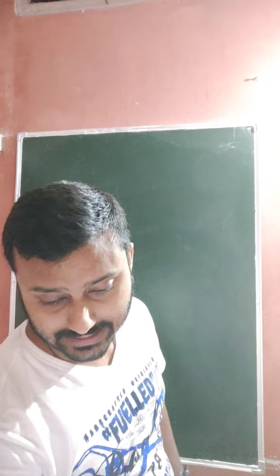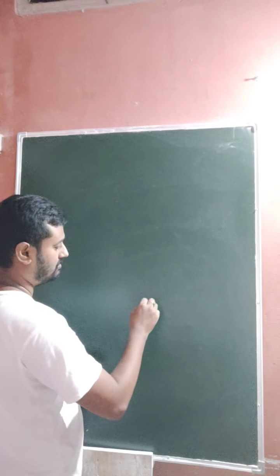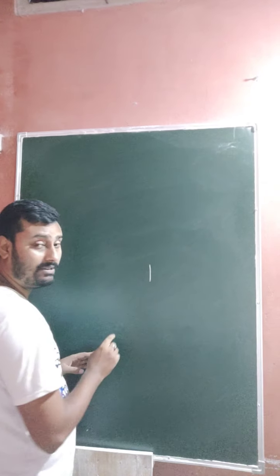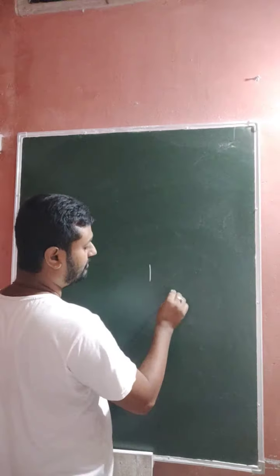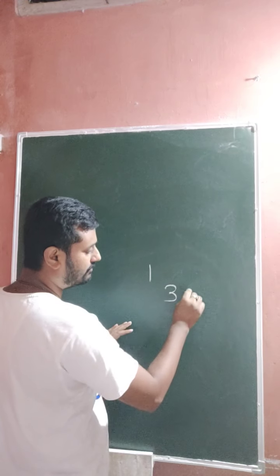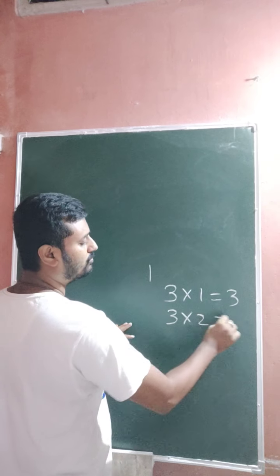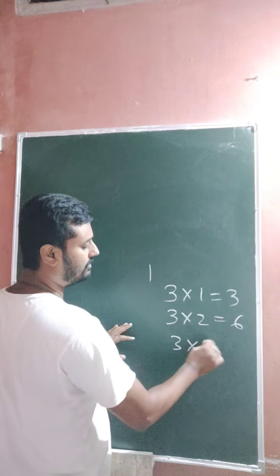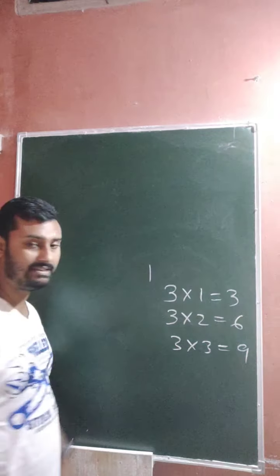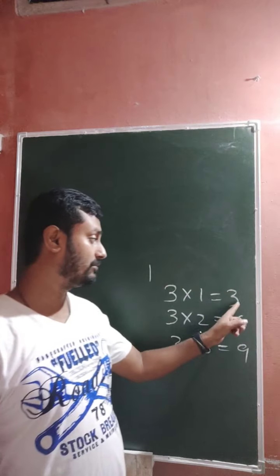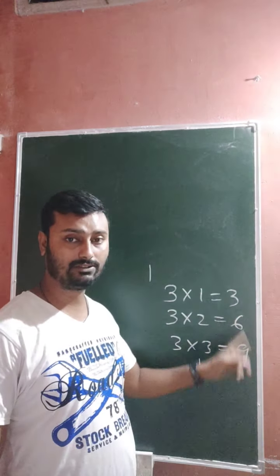Okay, so come to the question number 7. Question number 7: the sum of three consecutive multiples of 3 is 99. So at first all of you know multiples of 3 is what? 3 into 1 is 3, 3 into 2 is 6, 3 into 3 is 9. That means the difference between the multiples of 3 is always 3.